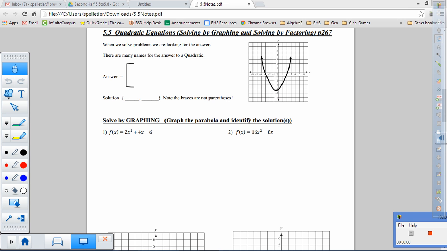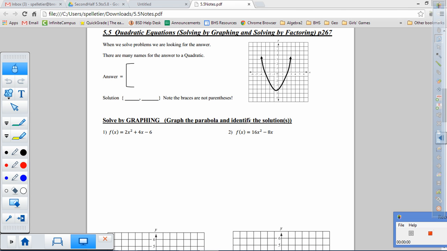All right, lesson 5.5 is all about solving a quadratic equation. There are several different methods for solving a quadratic equation. The whole second half of chapter 5 discusses how to solve them. The whole first half was all about how to graph them, how to move them around on a coordinate board, all of those kinds of things. The second half of the chapter is all about how to solve them.